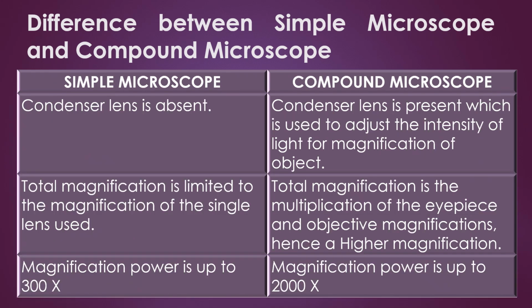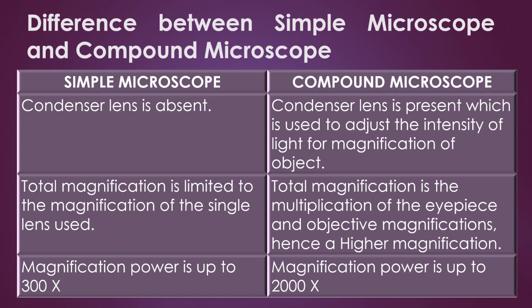The condenser lens is absent in the simple microscope. In the compound microscope, the condenser lens is present, which is used to adjust the intensity for magnification of the object. In the simple microscope, the total magnification is limited to the magnification of the single lens used, because in the simple microscope, a single lens is present. So the total magnification is limited.